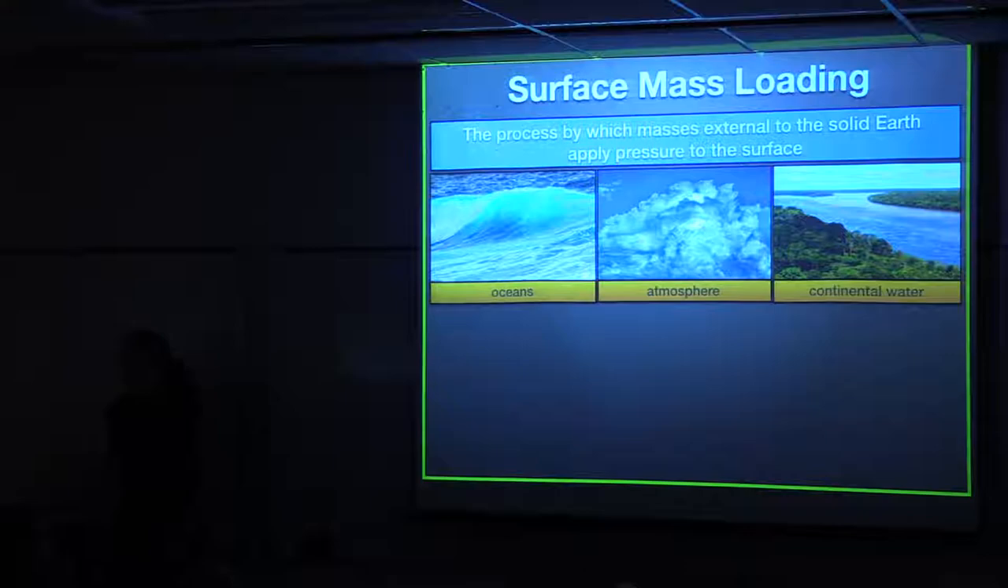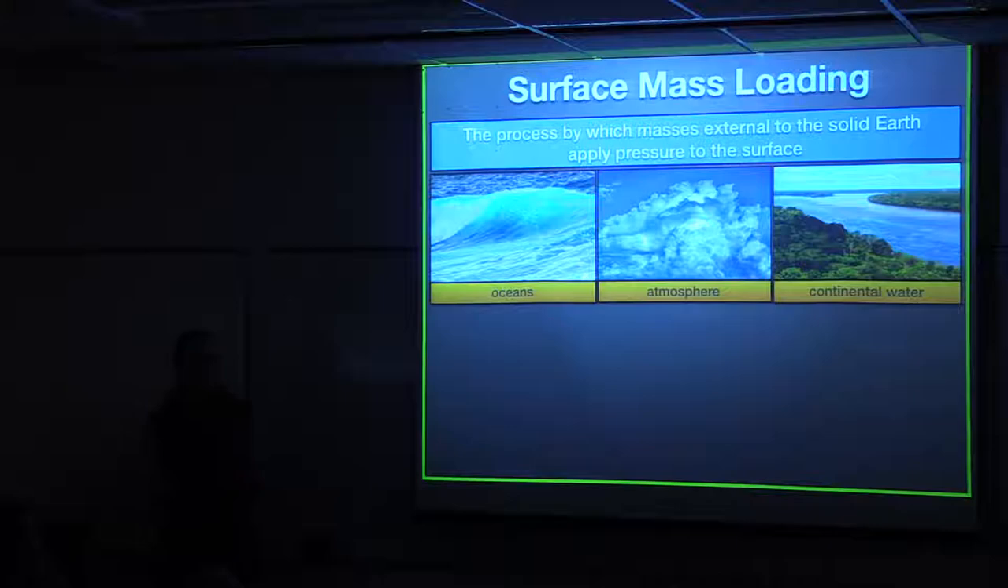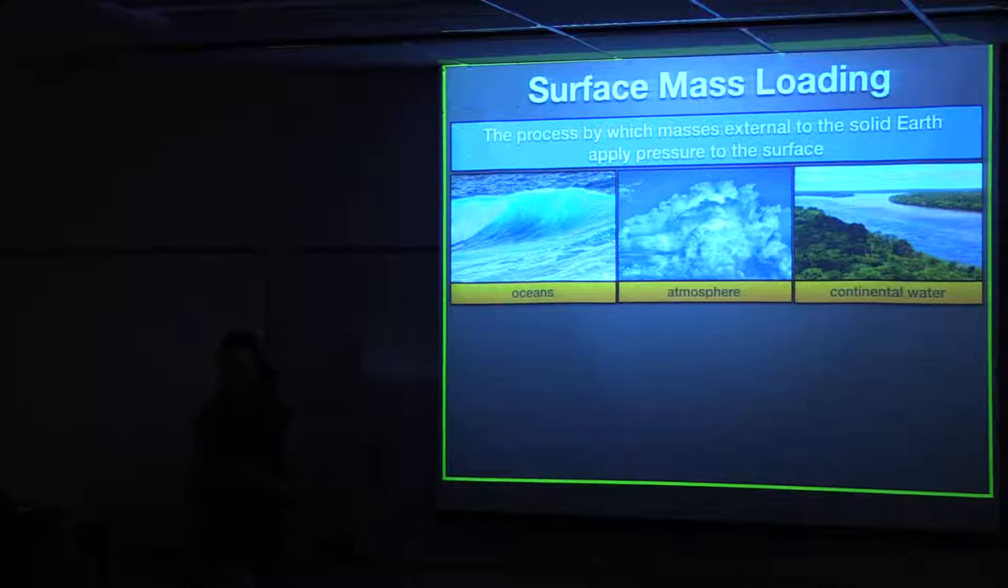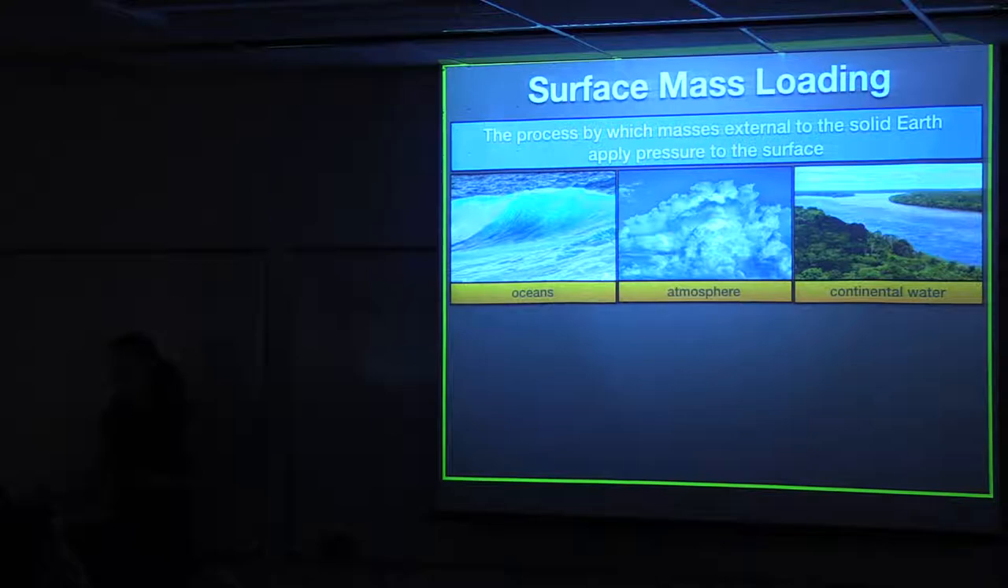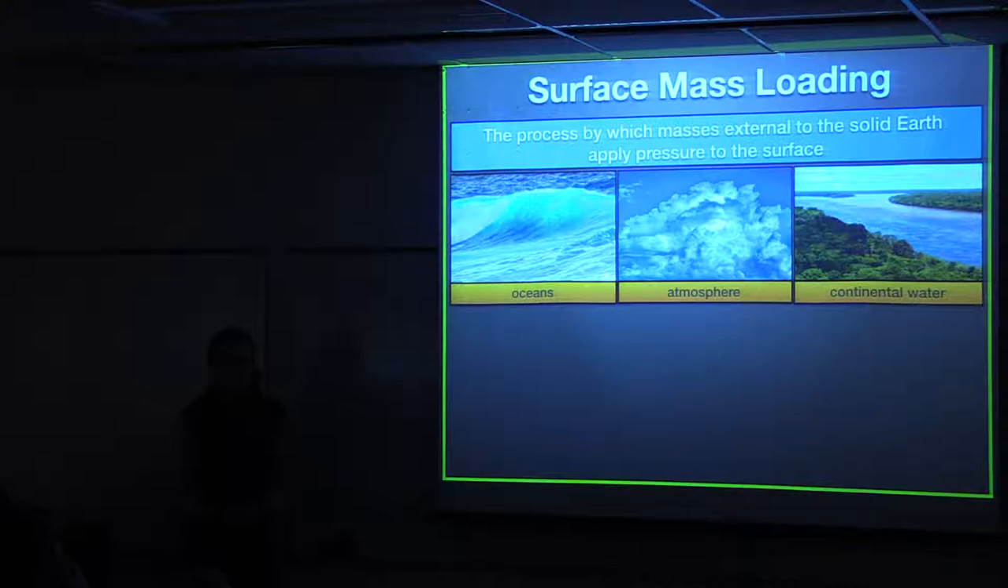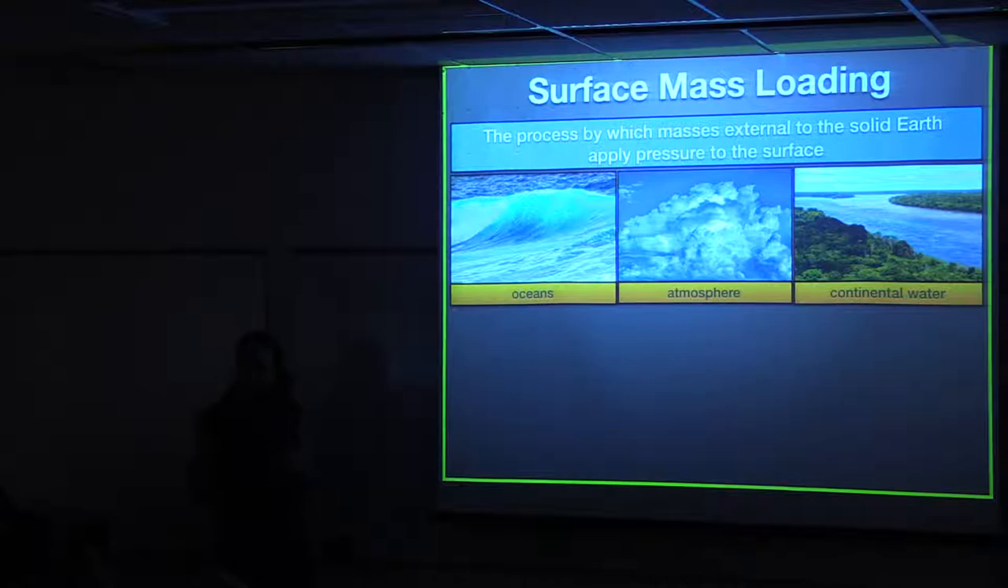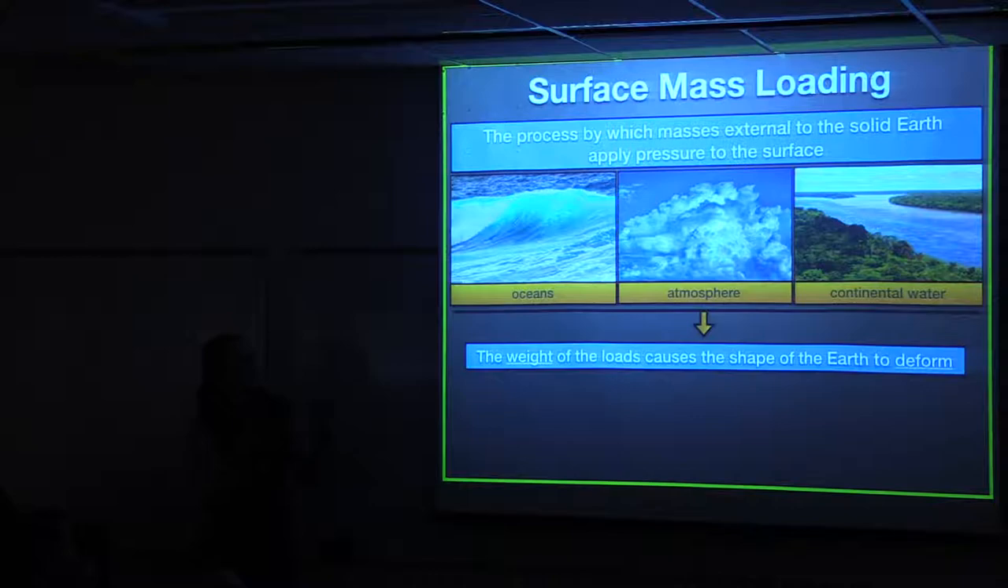So let's begin with the question: what is surface mass loading? Broadly defined, surface mass loading is simply the process by which masses that are largely external to the solid Earth apply pressure to the surface. Examples of loads include the oceans, the atmosphere, and continental water, such as surface water and groundwater, as well as mountain snow and glaciers. Each one of these loads has mass, and it's applying pressure to the surface of the Earth due to its weight. Since the Earth is not perfectly rigid, the Earth flexes and deforms under the weight of these loads. So the first key point is that it's the weight of these loads that's causing the shape of the Earth to deform.